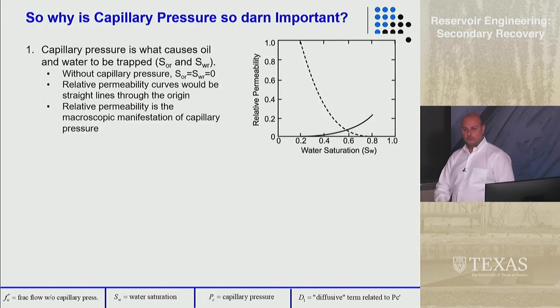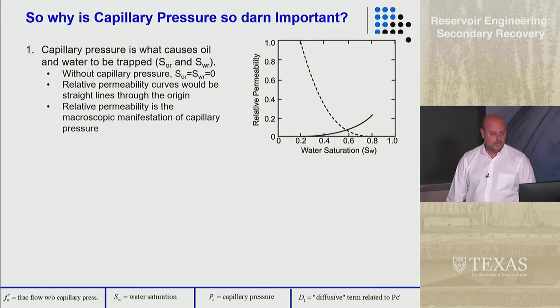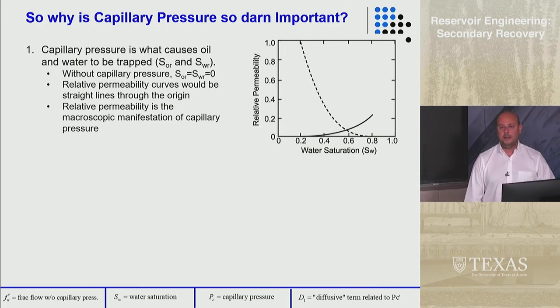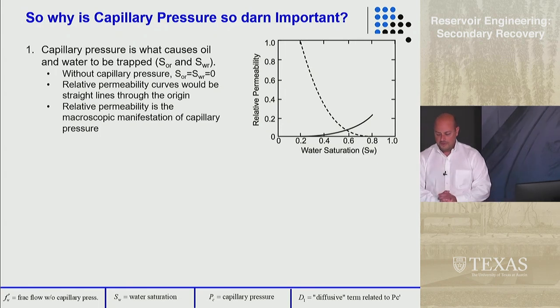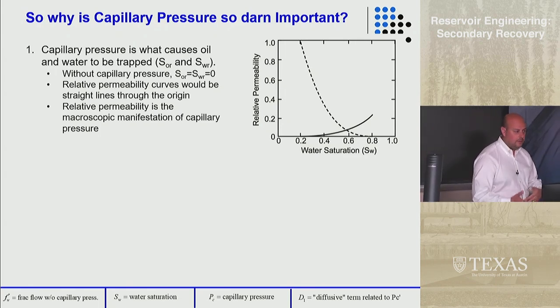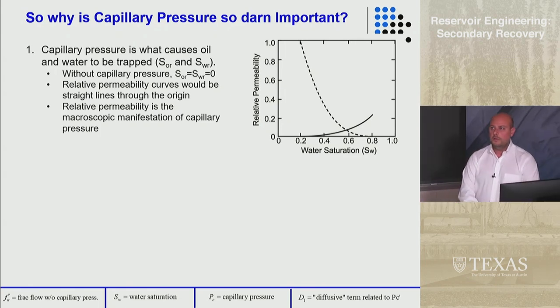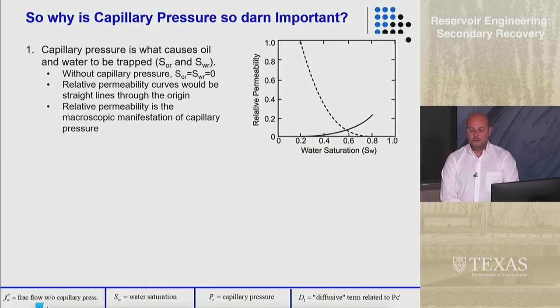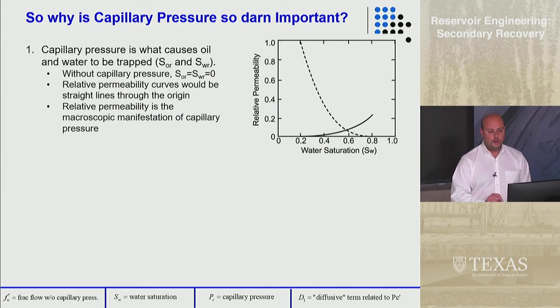Okay, so I bring that up to say, well, why is capillary pressure so darn important? We talk a lot about capillary pressure in your petrophysics class and in here. So if we have a large reservoir and if that Rapoport-Leas number is too big to matter, then why do we talk about capillary pressure? Well, again, capillary pressure is what causes oil and water to be trapped. That's what causes SOR and SWR.